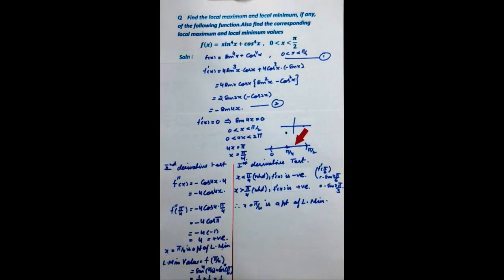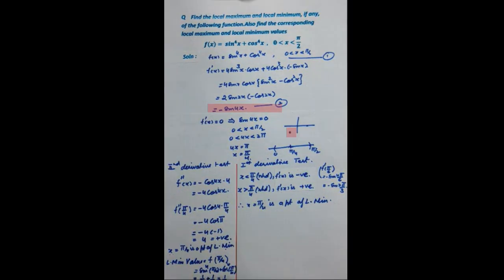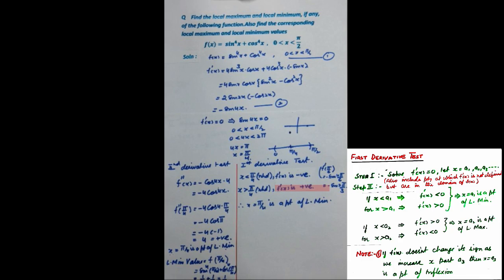And in this interval, x greater than pi by 4, in the neighborhood of x greater than pi by 4, the sign will be the same as at a single point in this interval. So take any one point. This is 45, take 60 degrees. 4 into 60 is 240 degrees. 240 degrees is in which quadrant? It is in the third quadrant. In the third quadrant, sine is negative. So this will be negative into negative. We are not interested in the value. It will be positive. So f dash x is positive.